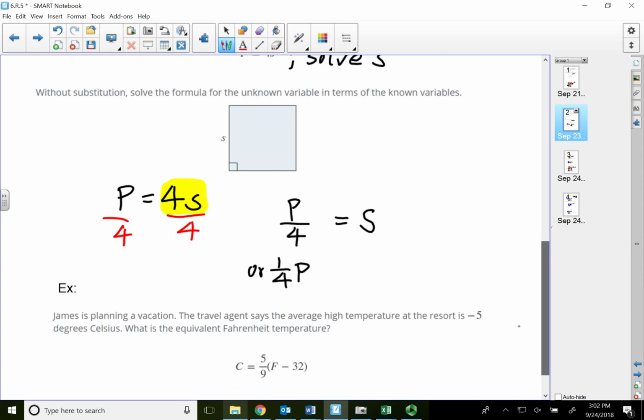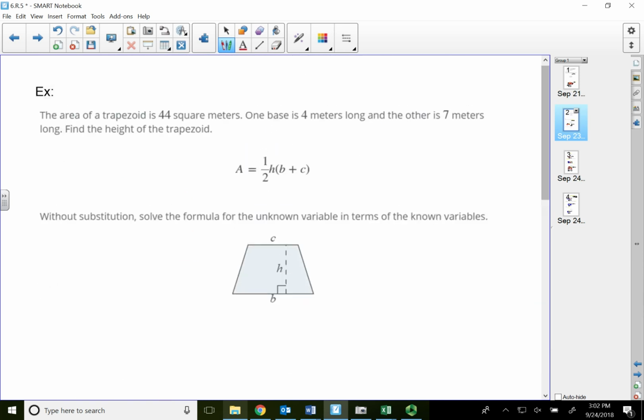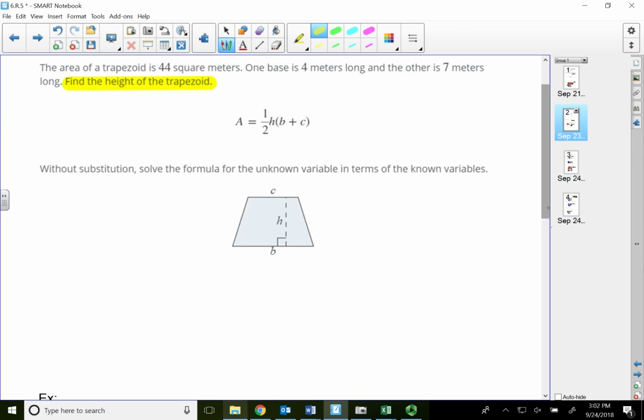So I'm going to do this one less, okay? So let's do this one. This, like I mentioned earlier, is the area of a trapezoid. This particular problem, page 2 on your handout, wants me to find the height. All right, wants me to solve for h. So let's see how we can do this. A equals half times h times parenthesis b plus c.